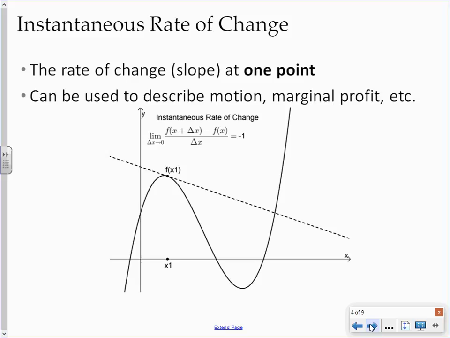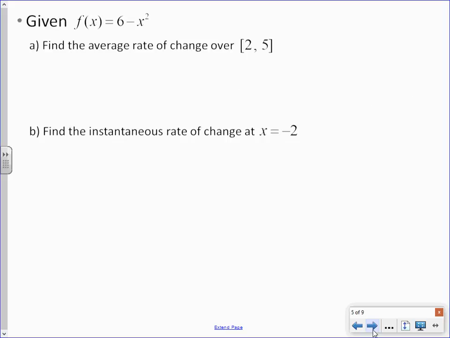So here's our example. 6 minus x squared is still our function. Okay, kept it the same just for simplicity. I want to find the average rate of change over our interval 2, 5. Okay. Average rate of change means we need to find what?